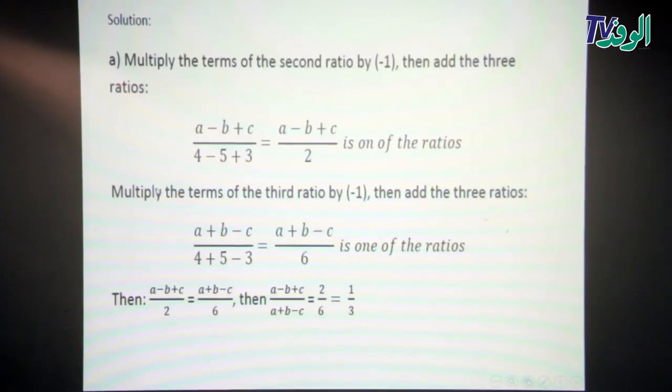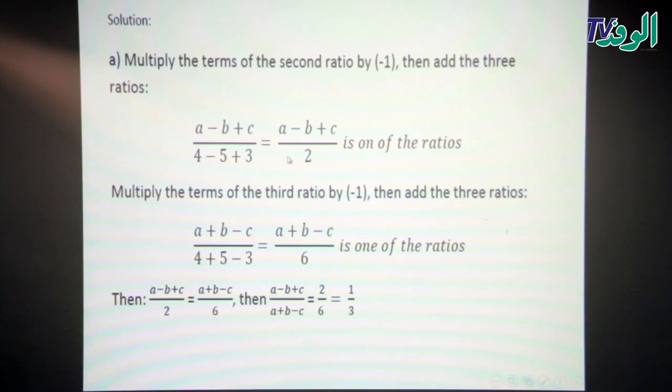If we go down, we find that c is the one made negative, so we start again and say multiply the third ratio by negative 1, then add the three ratios. We get a plus b minus c over 4 plus 5 minus 3, so a plus b minus c over 6 is one of the ratios.